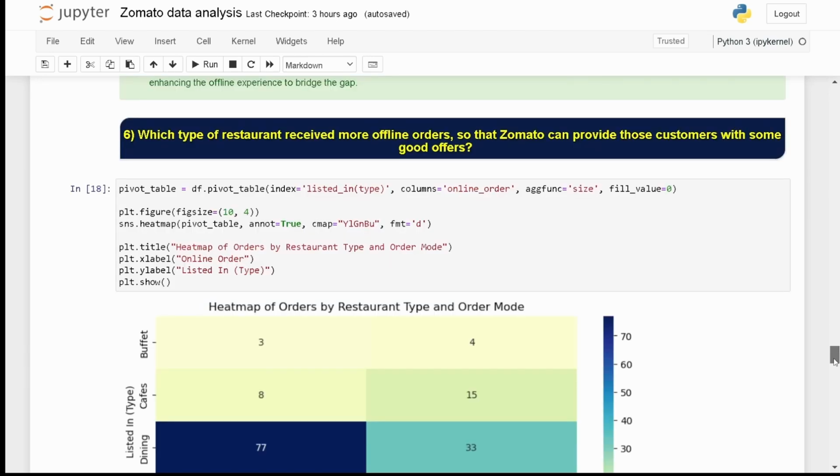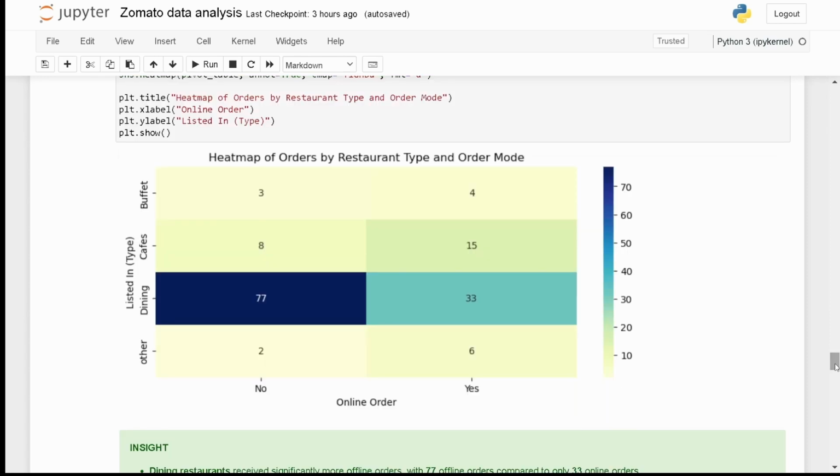Our next question is, which type of restaurant gets more offline orders, so that Zomato can provide those customers with some good offers. You can see this heat map graph. We can see clearly here a dining restaurant receives significantly more offline orders, with 77 offline orders compared to only 33 online orders. This indicates that customers prefer placing orders in person at dining restaurants, making them a great target for offline offers and promotions.